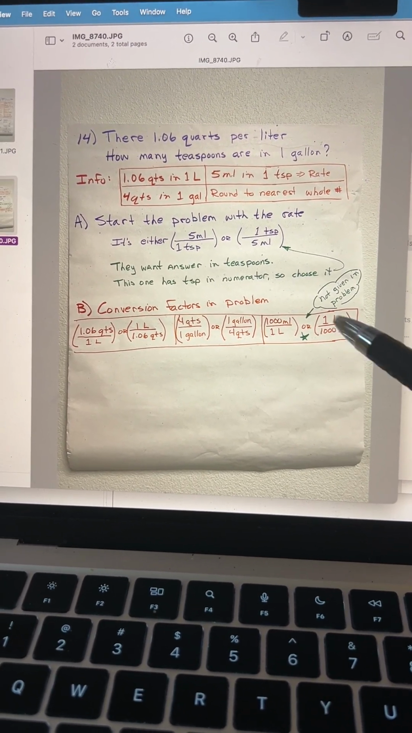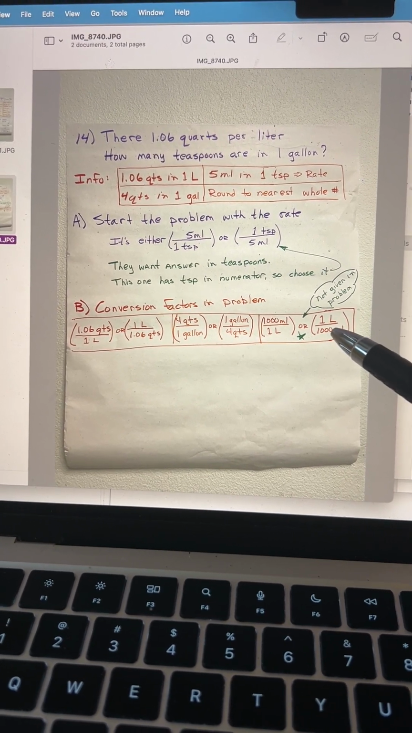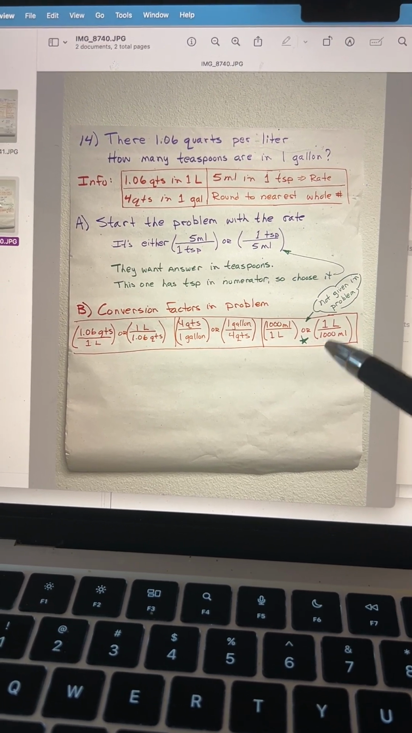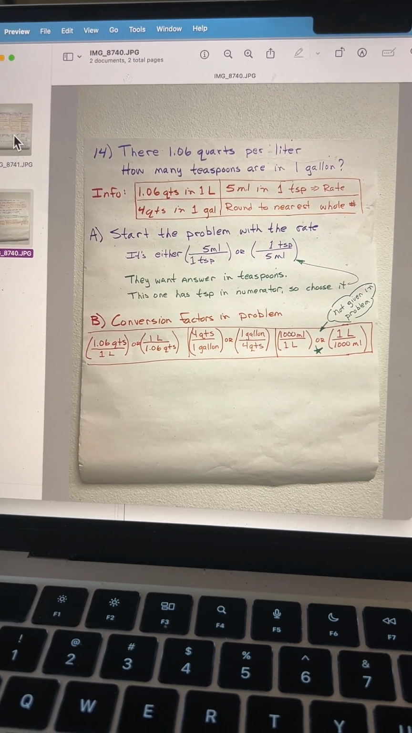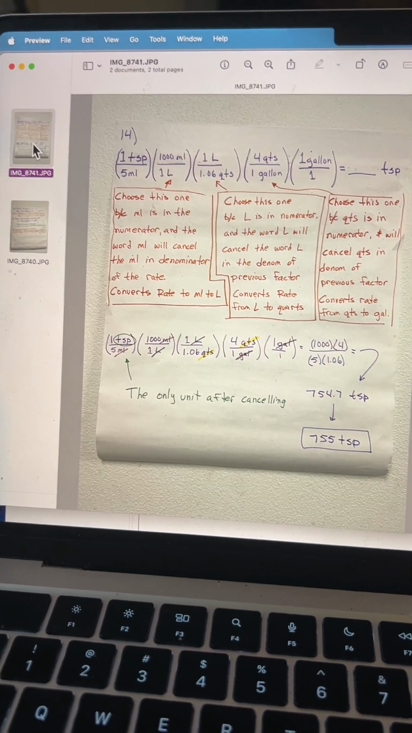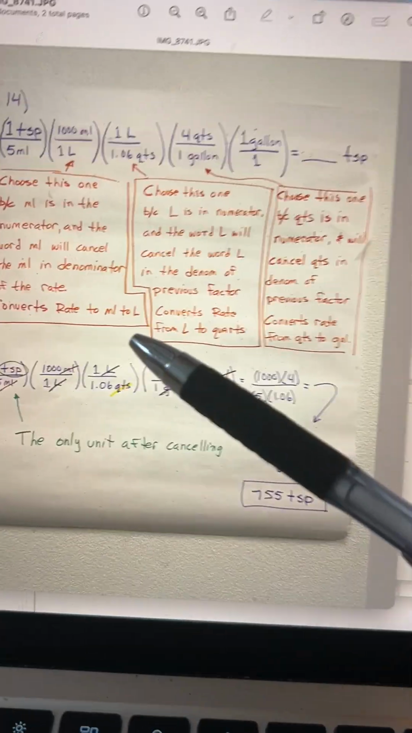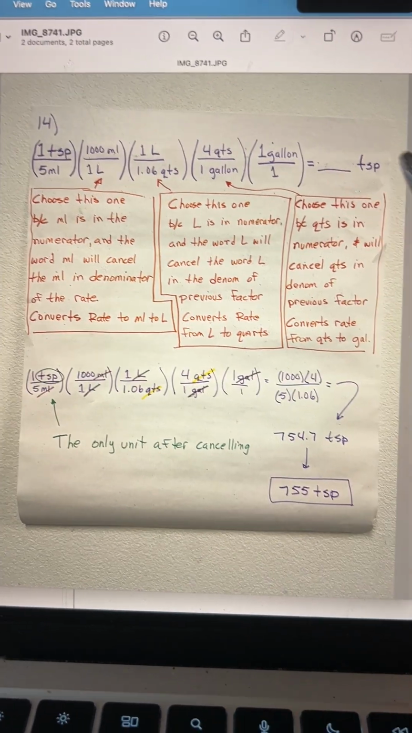And then also on all the tests, of course, I'm going to give you a list of conversion factors, and this will be on it. You'll just have to know that you need it. So let's talk about the next step, how you use that conversion factor. So I've set up the whole thing, and I'll take you through step by step.